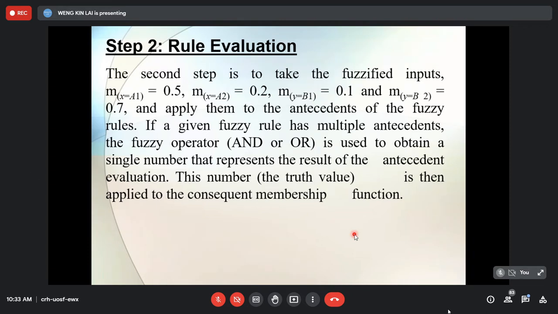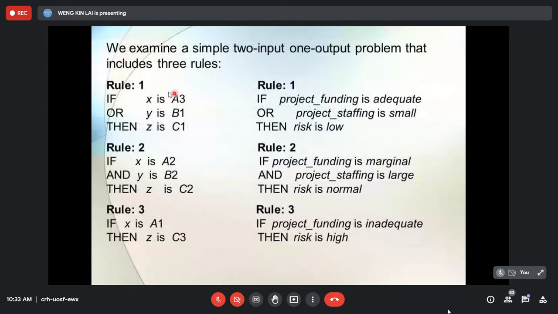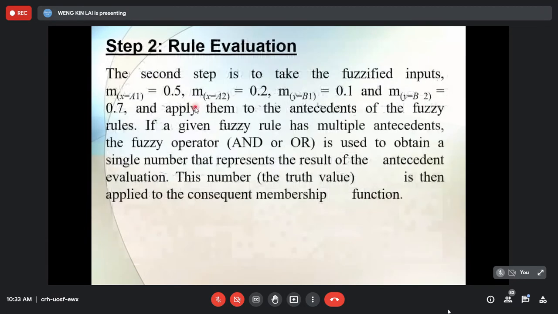Now, once you have this value for the inputs, what happens next? You apply them to the antecedents. Can you remember what is antecedent? That is the if part. This is the if part, if x is A3 or y is B1, to be applied to these parts here. So, you apply them to the antecedents of the fuzzy group if you have three in the previous slide.